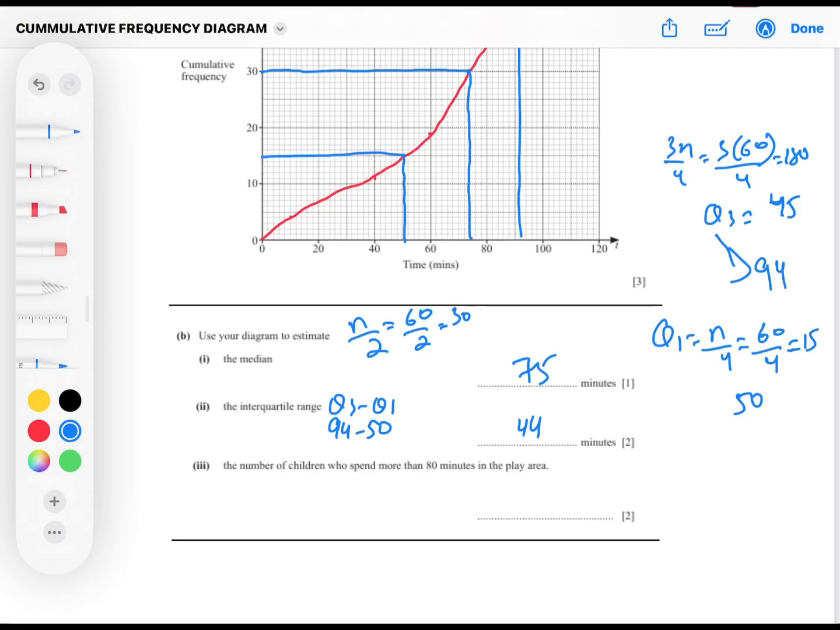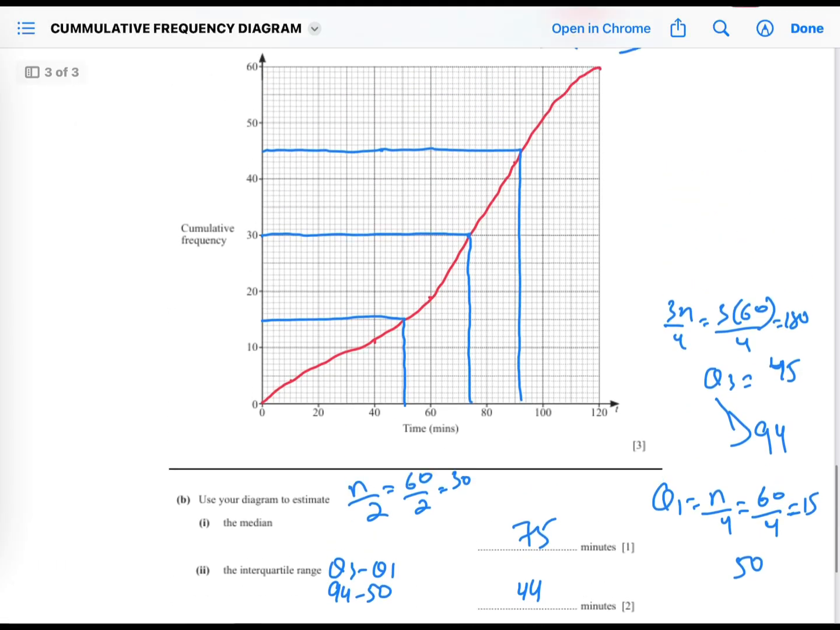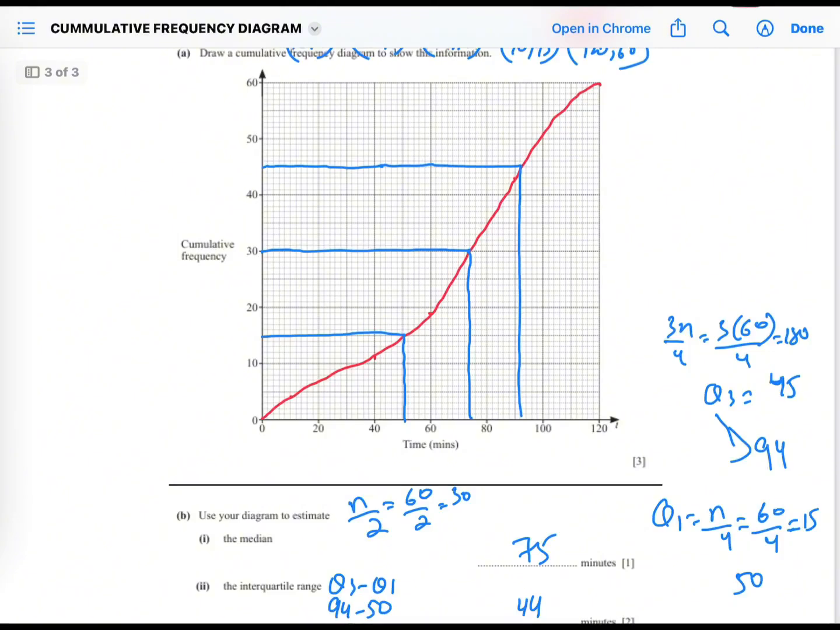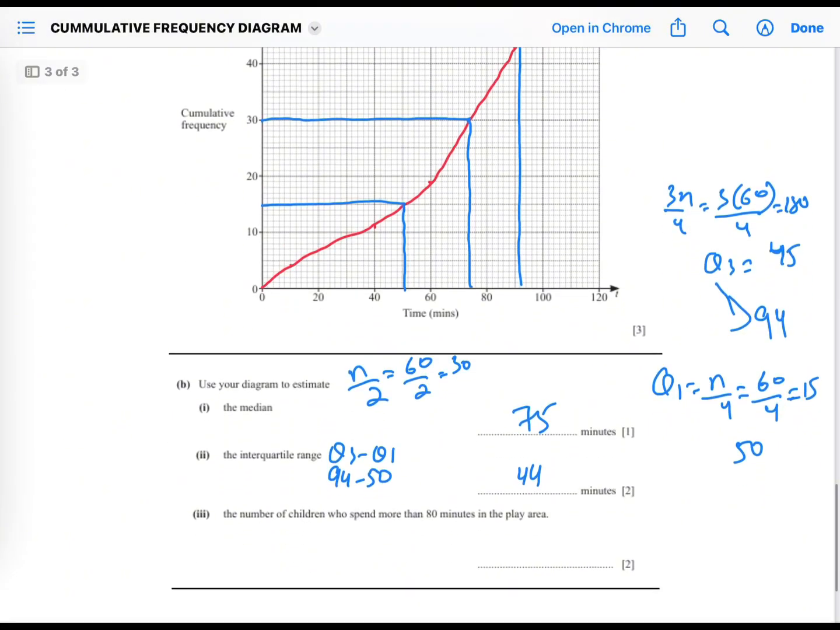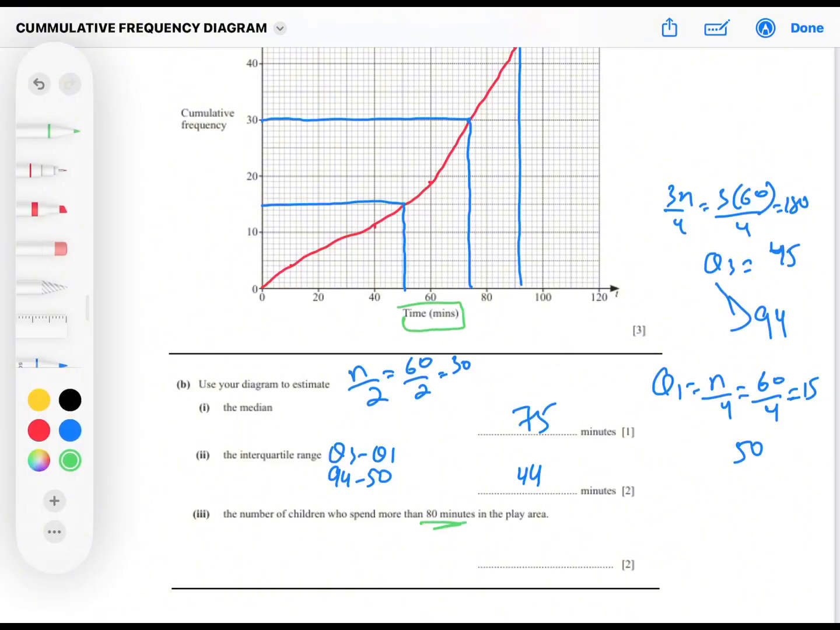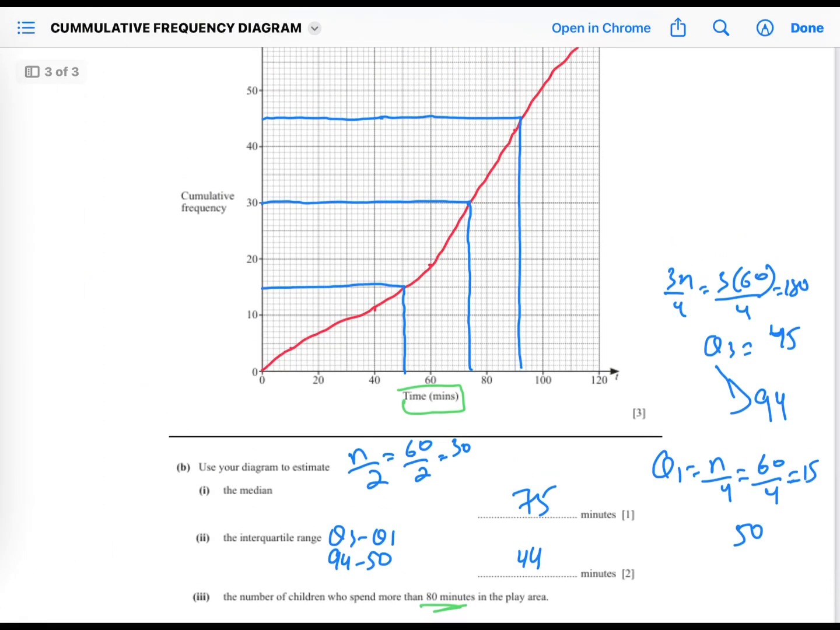Now the next part is the number of children who spend more than 80 minutes in the play area. More than 80 minutes. So how can we find this? Let's make a line with a different color, because they are asking the number of children who spend more than 80 minutes. You can see minutes is plotted on the x-axis. So I have to make a line at 80 minutes.